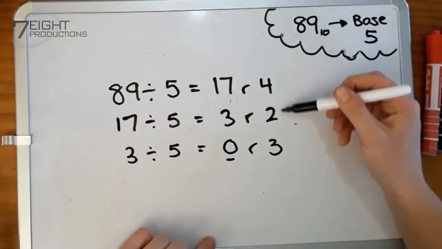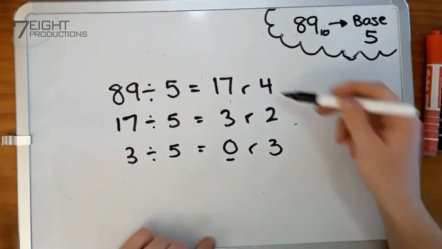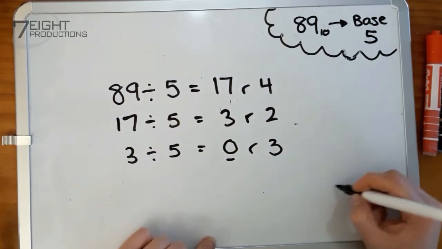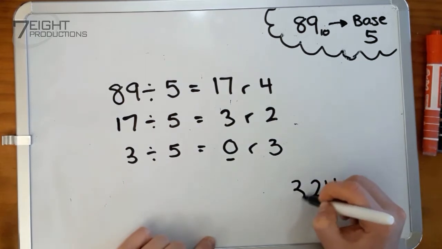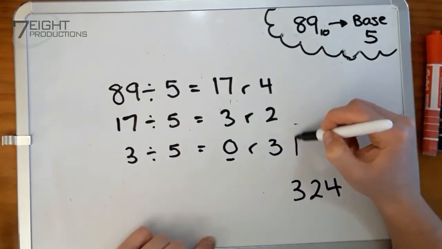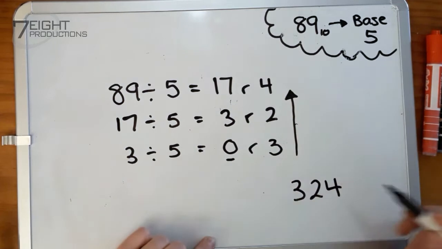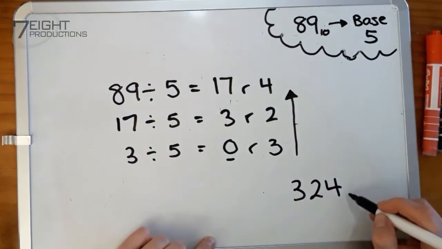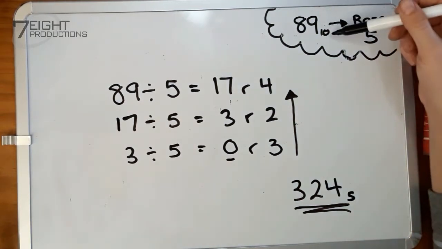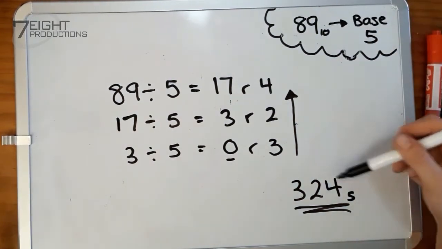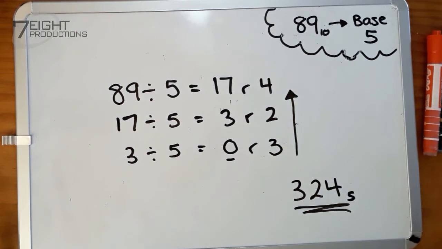And we look at the remainders, and this is going to be our number. We have 4, then we have a 2, and we have a 3. Remember, we're writing backwards. We're actually reading our number this way. 3, 2, 4, and this is a base 5. And there's our final answer. 89 base 10 is equal to 324 base 5.